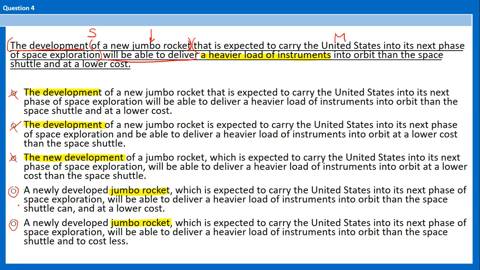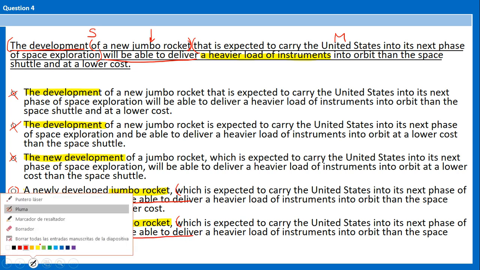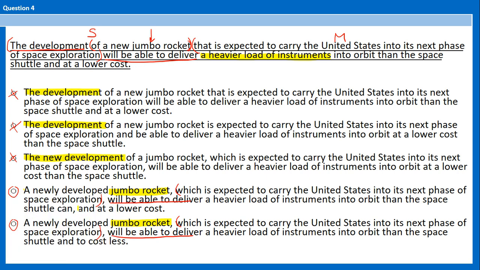Now, another difference between those two is basically at the end. Get rid of the which modifier, which is expected to carry the US, blah blah blah. The verb is will be able to deliver. You have the same thing in number 5, will be able to deliver. And okay, the difference between them is at the end. And at a lower cost versus and to cost less. Okay?